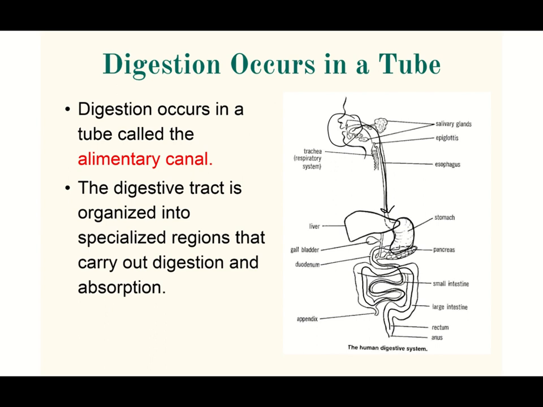Organs that are not part of the alimentary canal, which means that food does not travel through them, but still help with digestion, are called accessory organs. Here we have the liver, gallbladder, and pancreas. All assist in the digestion of food. The liver secretes bile, which is stored in the gallbladder and then released into the upper small intestine to help break down fats. The pancreas secretes pancreatic juice that helps neutralize the acidic chyme coming from the stomach.